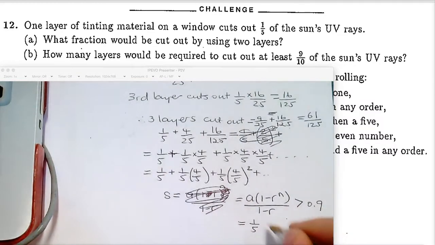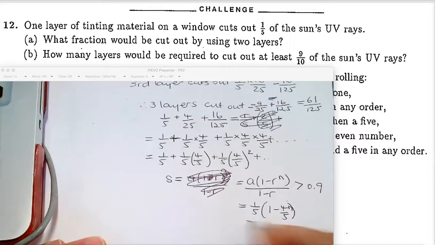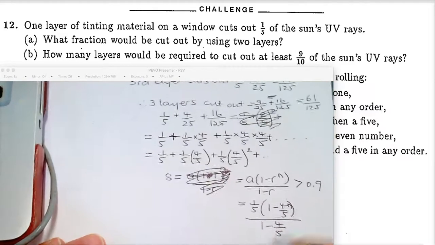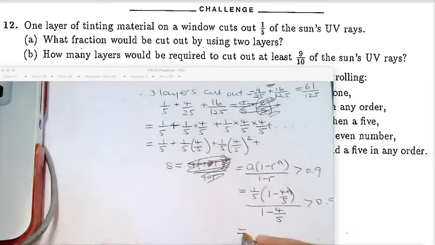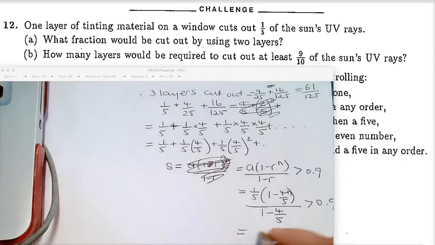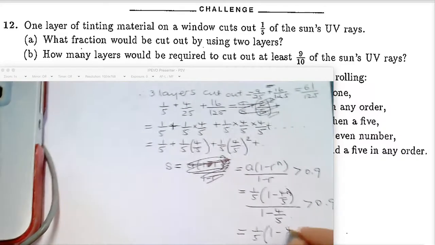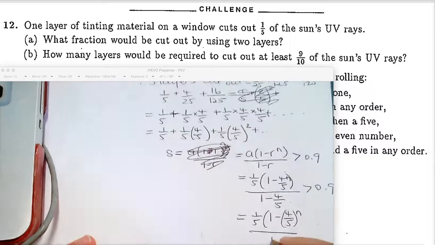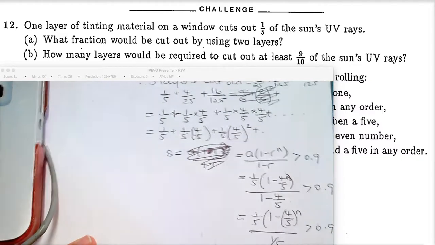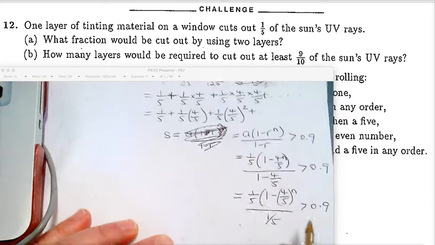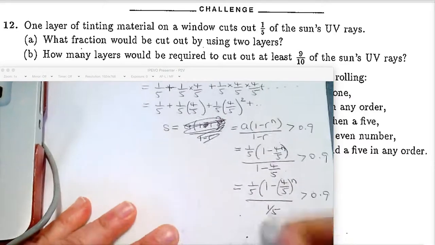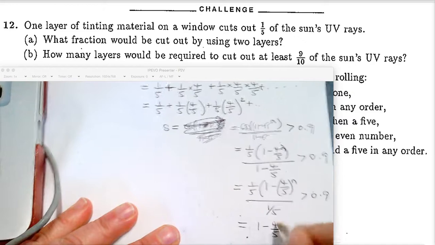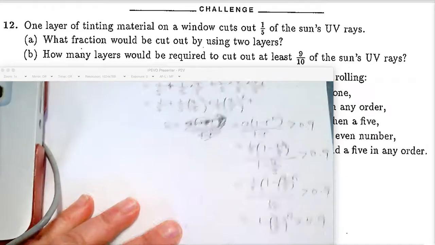A stands for the first term. R is what you're multiplying each term by, and it's 4/5. So that 4/5 is just to the n over 1 minus 4/5. So that's got to be greater than 0.9. I know you haven't done this yet. Okay? So we've got 1/5, 1 minus 4/5 all to the power of n over, what's 1 minus 4/5? 1/5. What do you think happens with this 1/5 over 1/5? What happens if it was 2 over 2? Cancel, they cancel. So 1 minus 4/5 to the n is greater than 0.9.